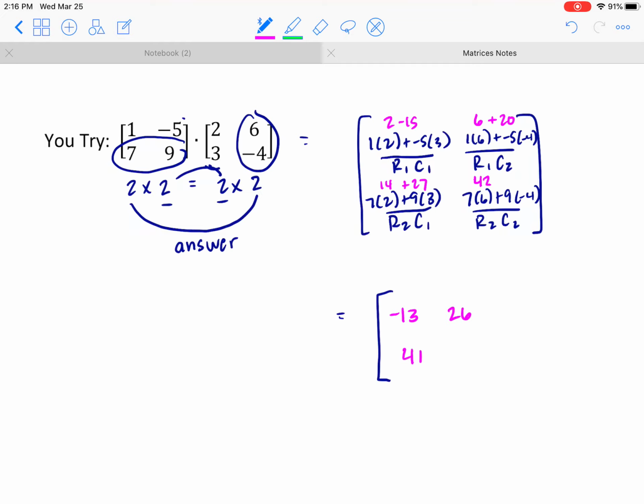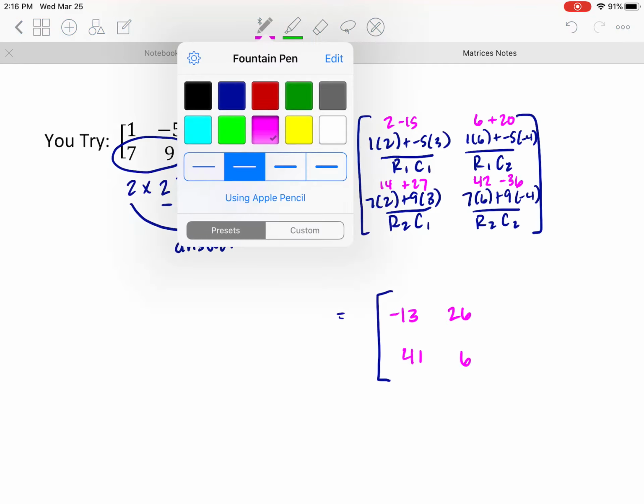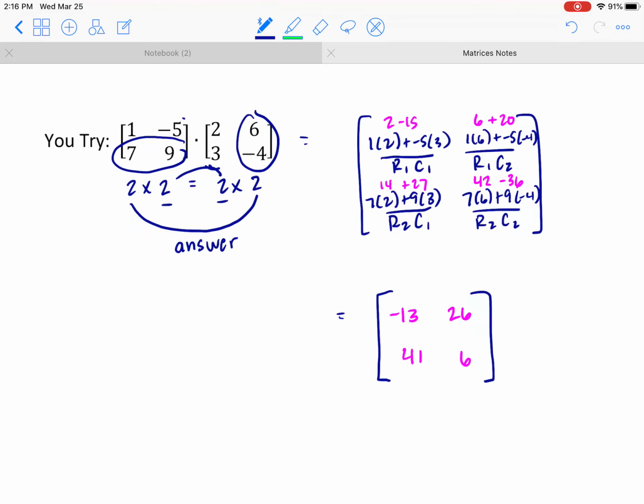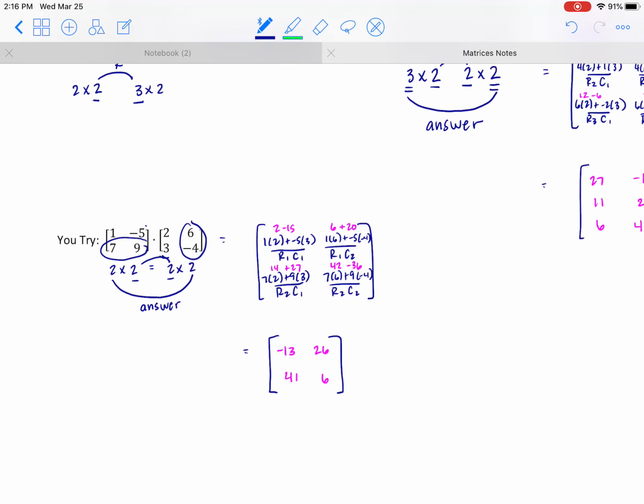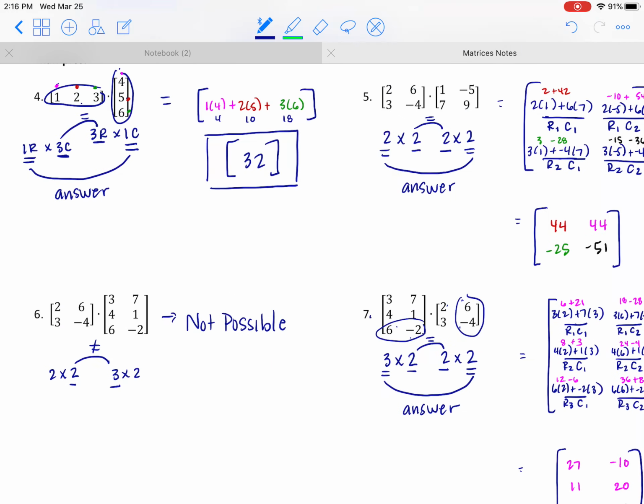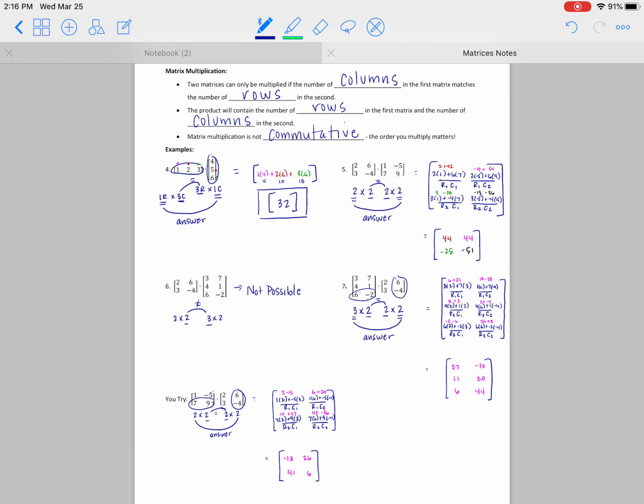And then 7 and 6 is 42. 9 and negative 4 makes a negative 36. So 42 minus 36 gives us 6 for that last entry. And there it is. Okay? So it's a manageable process. If you try to organize your work, I think that's going to be a little more helpful for you.